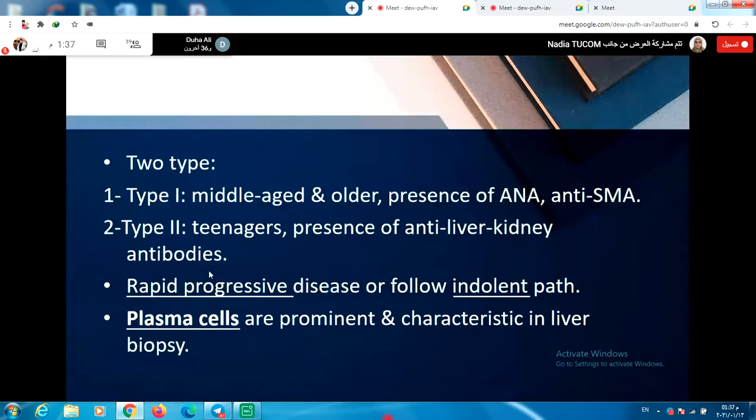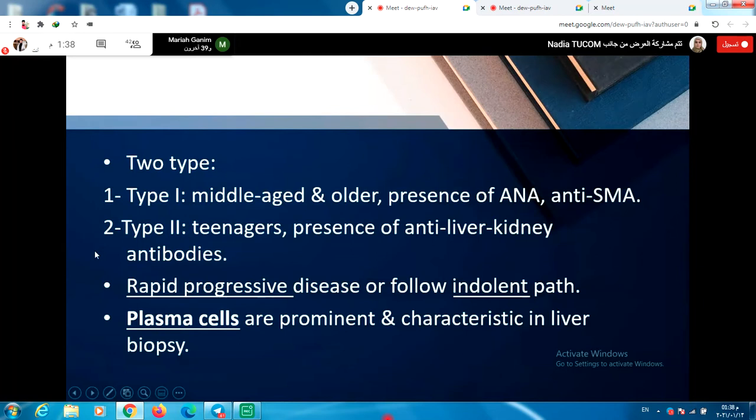There will be rapid progression or rapid progressive disease, or it will follow an indolent course. Either the disease develops rapid progression, such as rapidly progressive chronic hepatitis, or an indolent subclinical course, slowly growing, according to many factors, according to the treatment response, and according to the immune response of each patient.